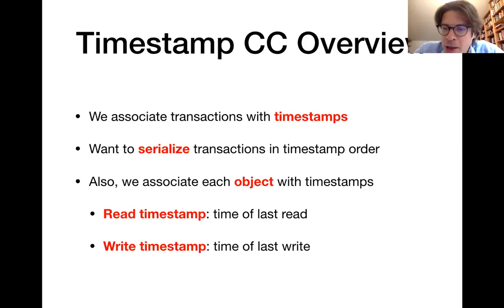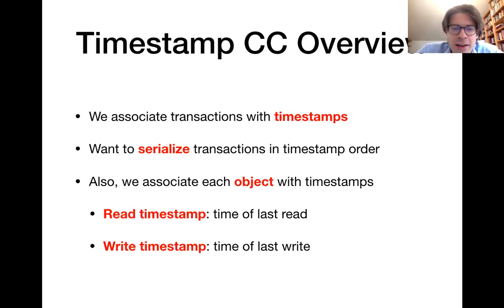Another non-locking based concurrency control is timestamp based concurrency control. Here we again associate each transaction in the system with a timestamp, and our goal is to serialize those transactions in the order of those timestamps. So the database should look as if those transactions had executed in the order of those timestamps. Now, we not only associate transactions with timestamps, we also associate objects in the database with timestamps.